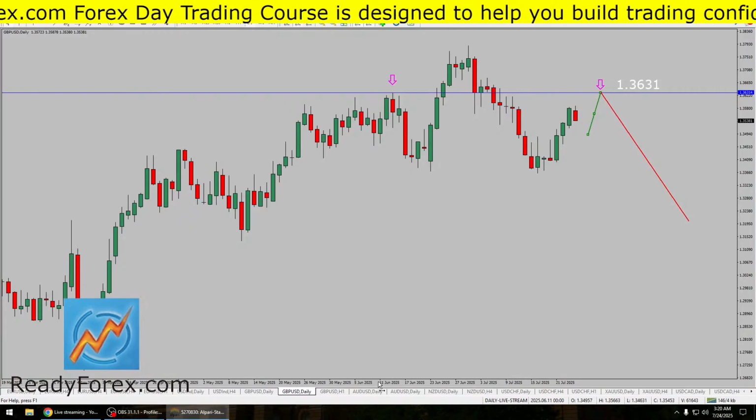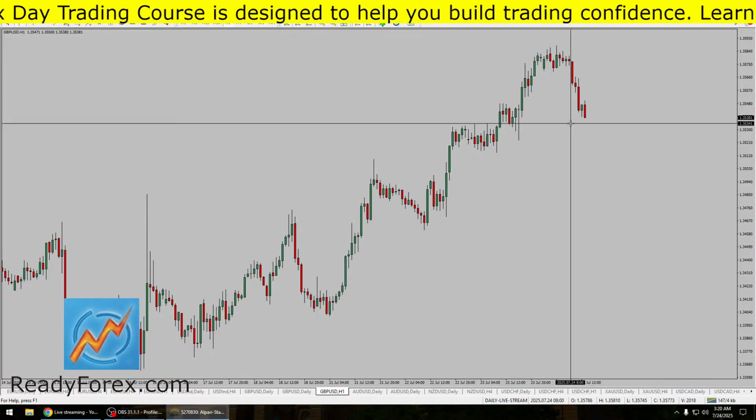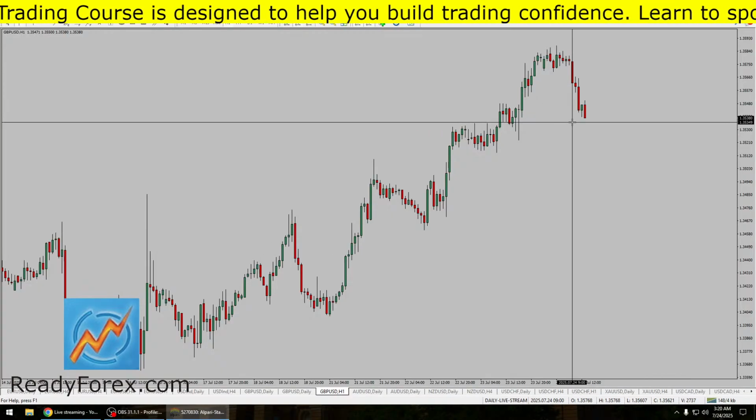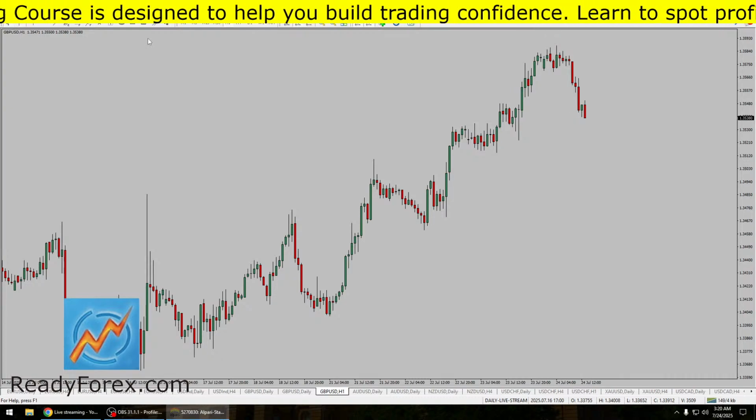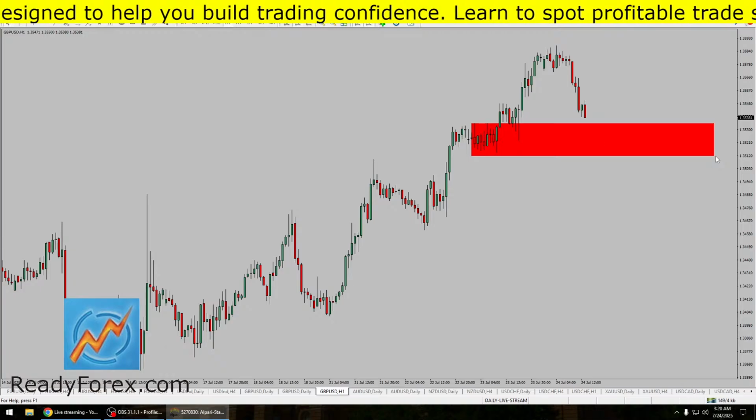If you go over to a 1-hour chart over here, we're getting the decline in price action of the GBPUSD currency pair. So these are the areas of support.